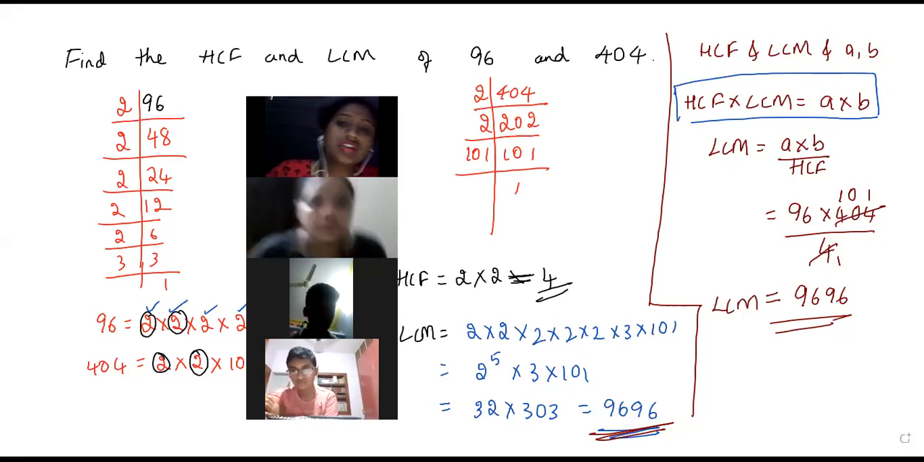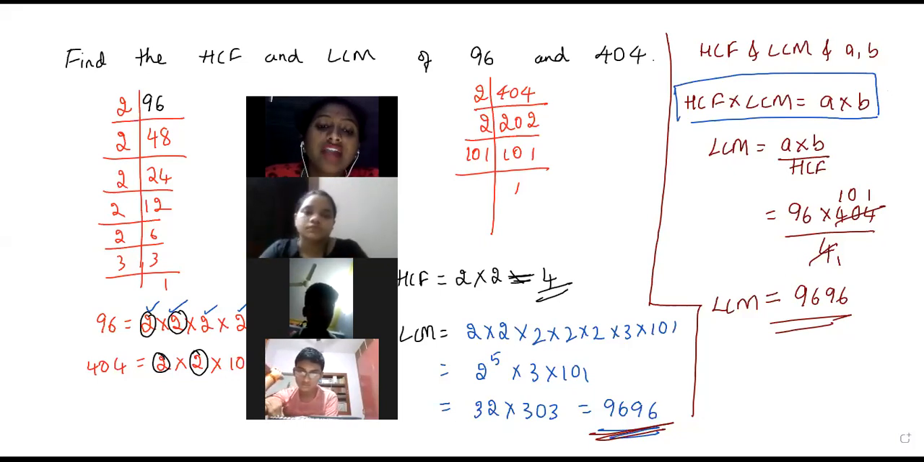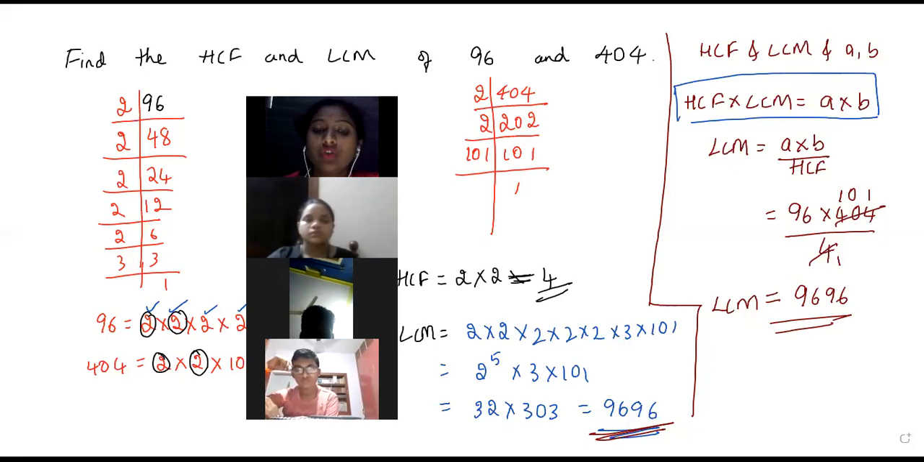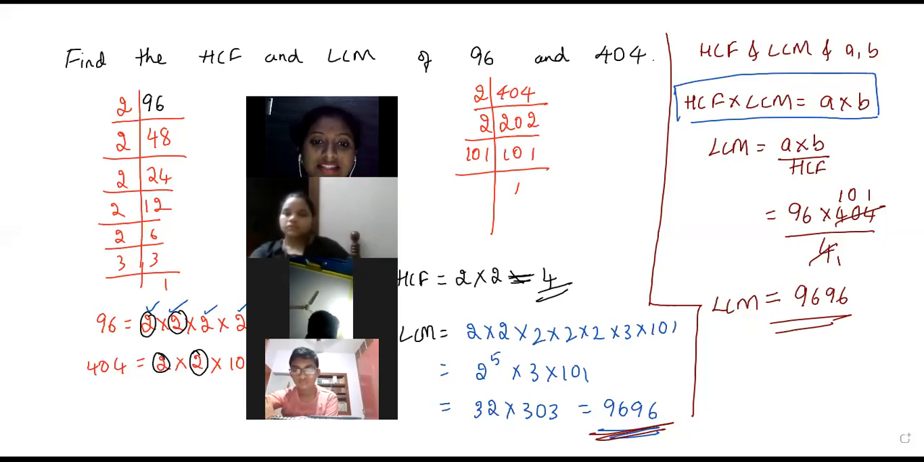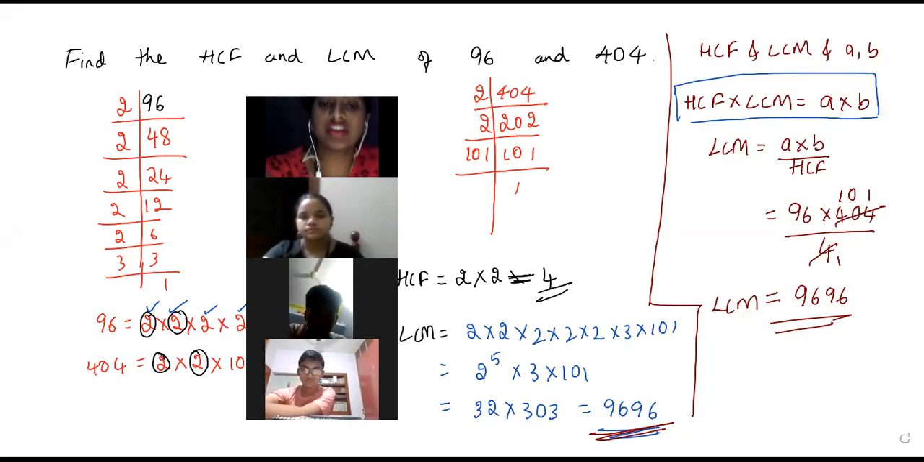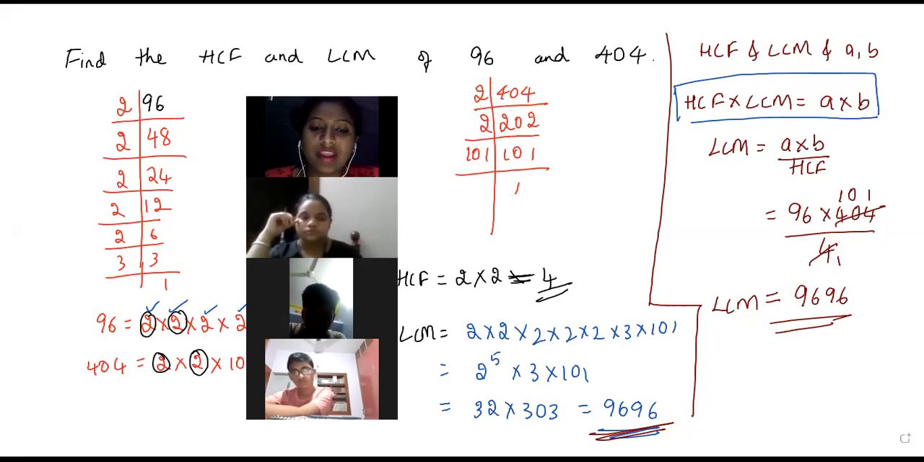Ma'am, can we just directly go for this formula, or should we do the LCM? It depends on the question, Shrikar. If they ask you to find the HCF and LCM using the fundamental theorem of arithmetic, then you need to do all these things, like finding the factors, then finding HCF and LCM. Instead, if they directly give you two numbers and the HCF, and you want to find the LCM, then you can use the formula. So read the question carefully and then answer.